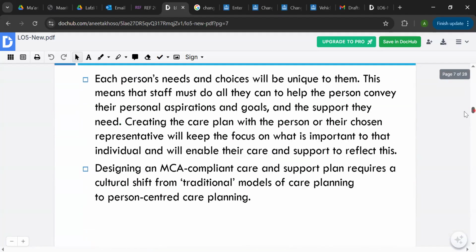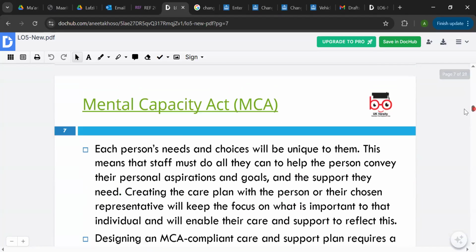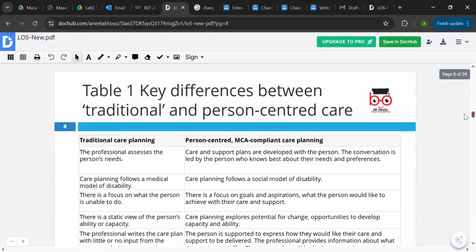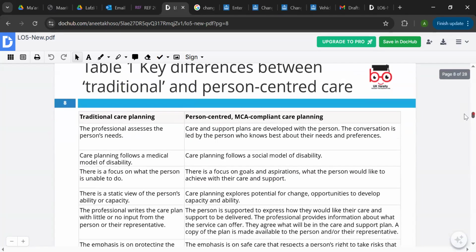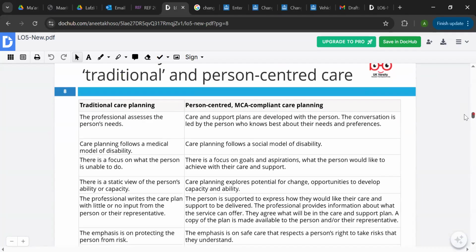Whatever type of care plan you have, it needs to take into consideration the person themselves. You'll have different people, and you need to make the plans according to what they need, so it's centered on them. Mental Capacity Act, we had talked about this. Then we were talking about the key differences between traditional and person-centered care.